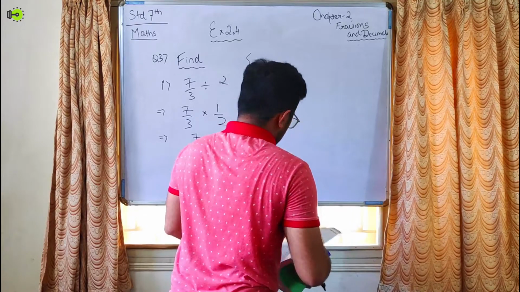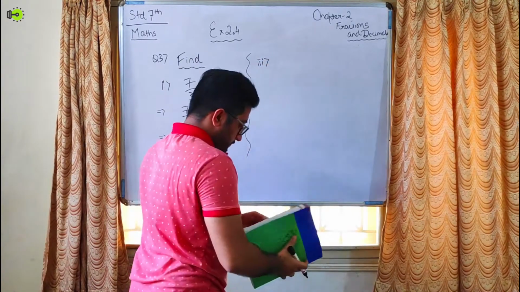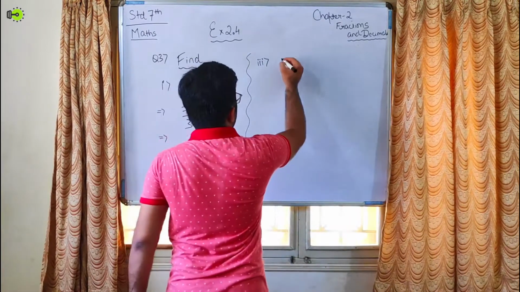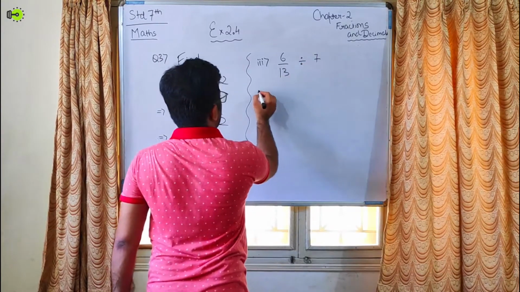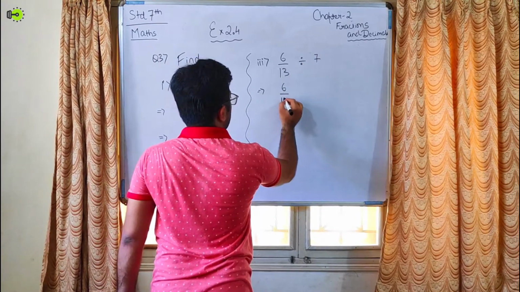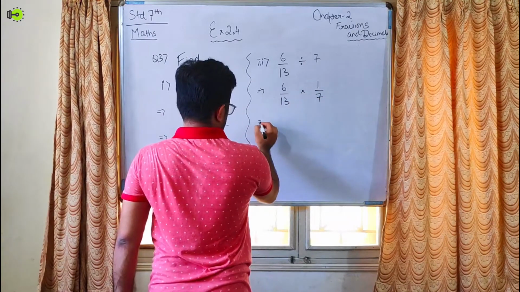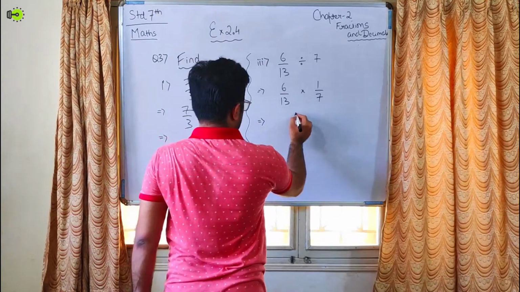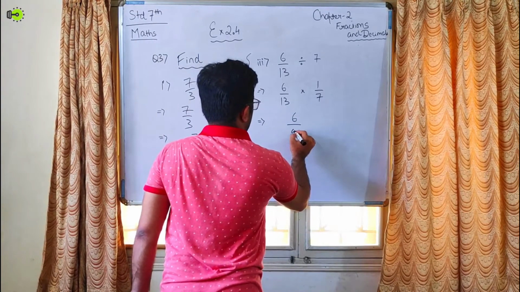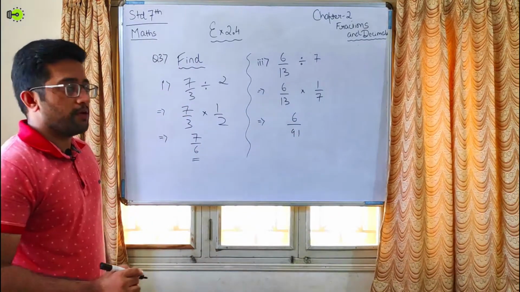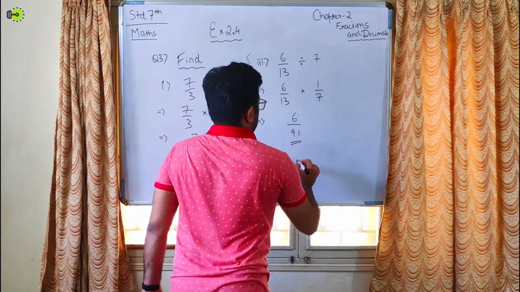Now similarly we can try the third one, that is 6 by 13 divided by 7. So 6 by 13 divided by 7 will be 6 upon 13 multiply by the reciprocal of 7, which is 1 by 7. Now is there something in common? No, so the answer will be 6 upon 91. Okay, 13 into 7 is 91. This is your answer.